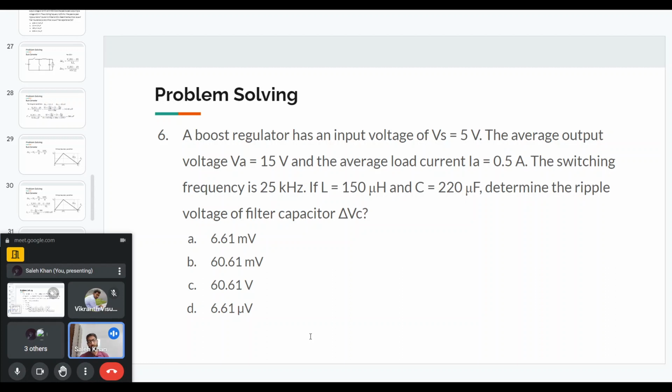Now the sixth question is asking about a boost regulator. The input voltage is given and the output voltage is also given. The load current is also given as 0.5 amperes. And you can see that the boosting is 1:3, so the output voltage is 3 times the input voltage. Just based on that, you can find out what the duty will be. We are also given the inductor value and the output capacitor value, and we are asked to determine the ripple voltage of the filter capacitor.